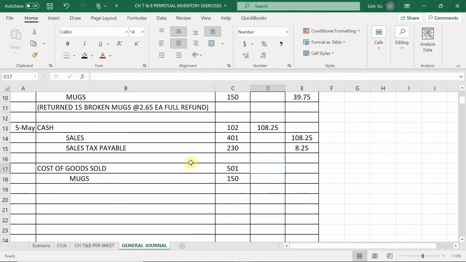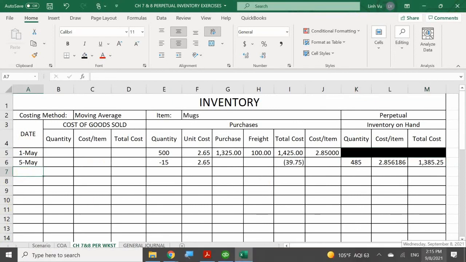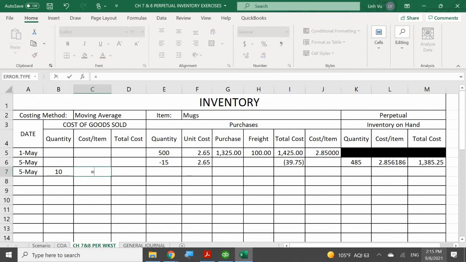Let's figure out how much the cost of goods sold is, because I actually have to go to my inventory worksheet to solve for it. I think it's May 5th. We sold 10 mugs at a total price of $10 each, that's the selling price. How much did it cost me? 2.856.